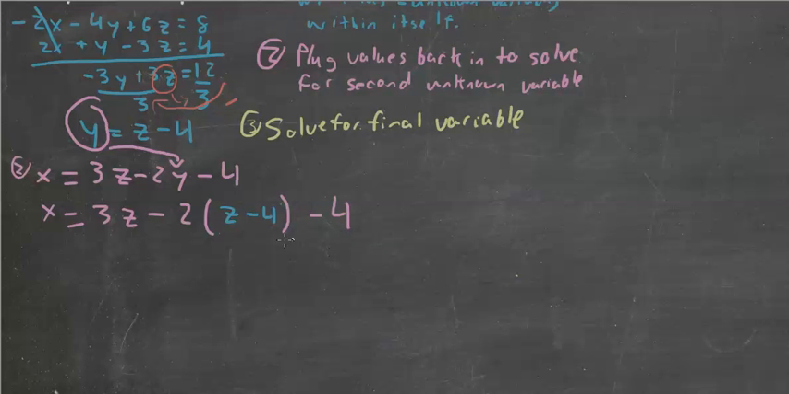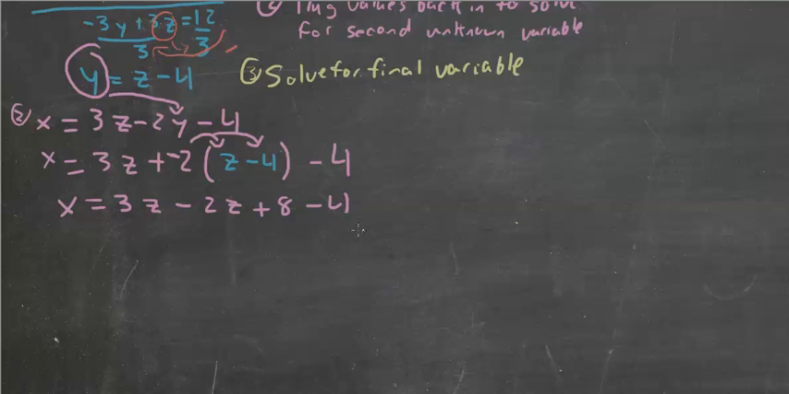Now we want to distribute the 2. A lot of people get confused on how to distribute the 2 if it has a negative. What I like to do is put a plus negative and then distribute the negative 2 all the way through. You'll get negative 2z, plus 8 because a negative times a negative is positive, minus 4, and then we have 3z, and that equals x. Now we combine like terms, the z's and then the constants. You're left with z plus 4 equals x.